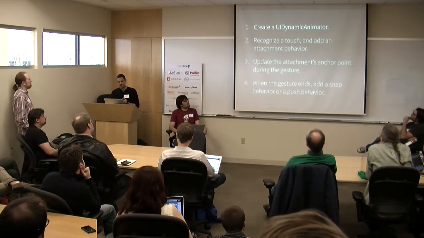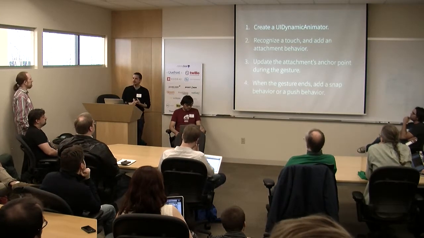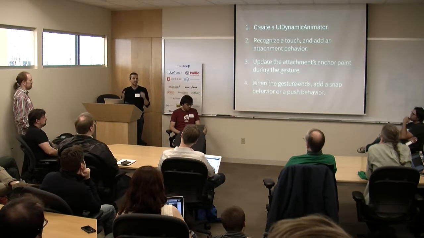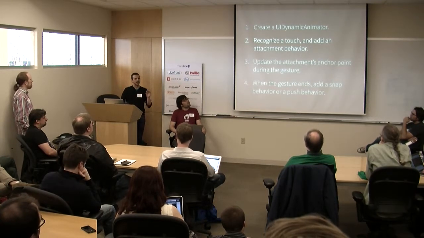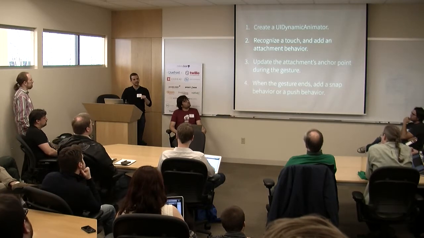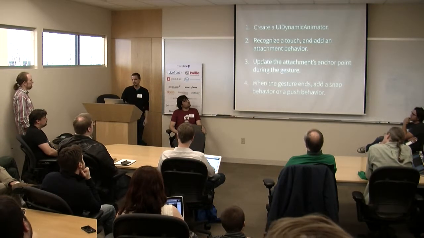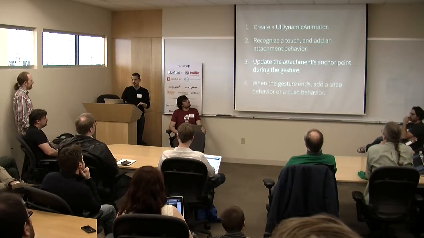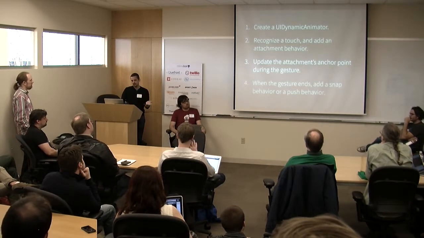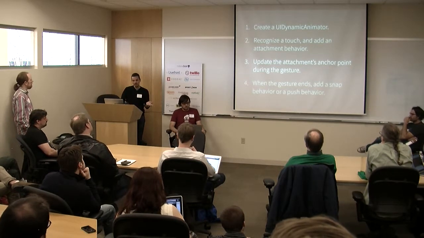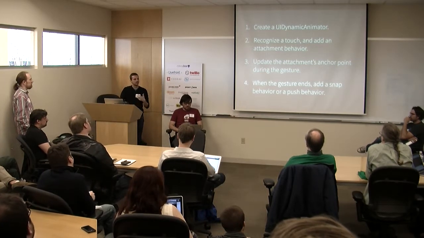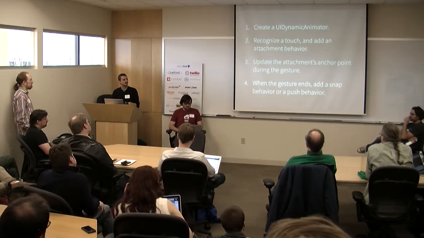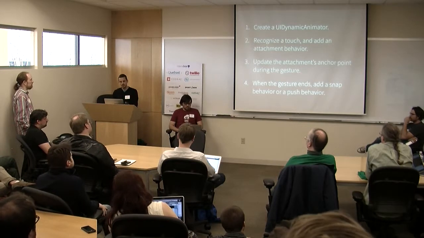So first thing we need to do is create a UI dynamic animator. And remember, that's going to basically contain our physics simulation. We'll use a gesture recognizer to recognize when the user taps the screen and track where their finger goes. As the user moves their finger around the screen, we'll update the attachment behavior's anchor point. And then after the gesture's over, either we snap back or we dismiss the image with a push behavior.